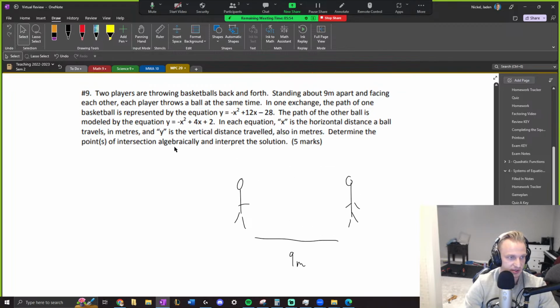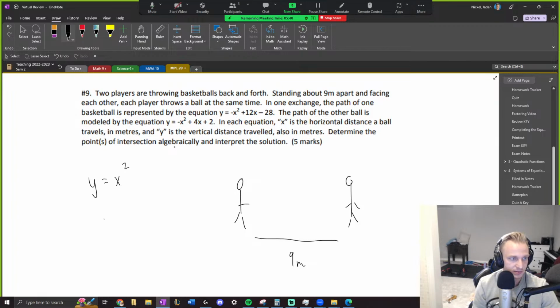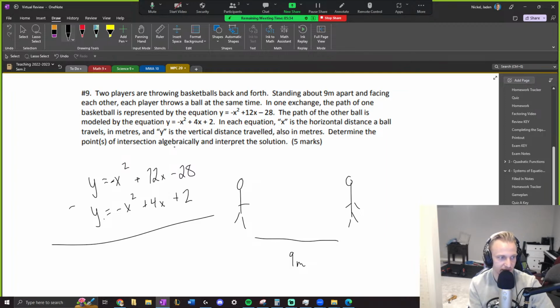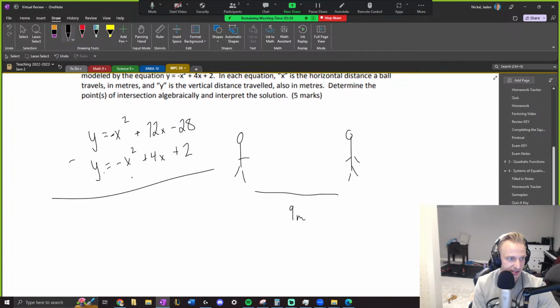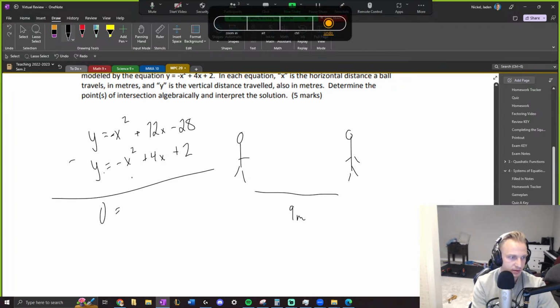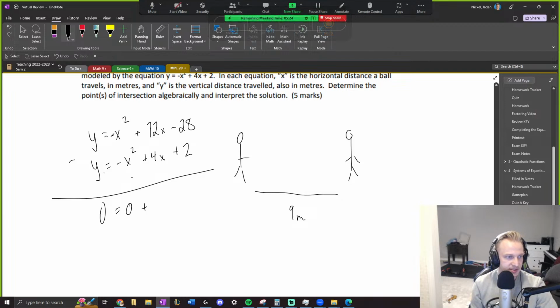I am going to use elimination to solve this. So nice, we don't have to multiply anything here. And I'm going to subtract the bottom equation. Nice, this cancels out this, and it cancels out this. Perfect. And then 12 minus 4 is 6x. Negative 28, this is negative 30.